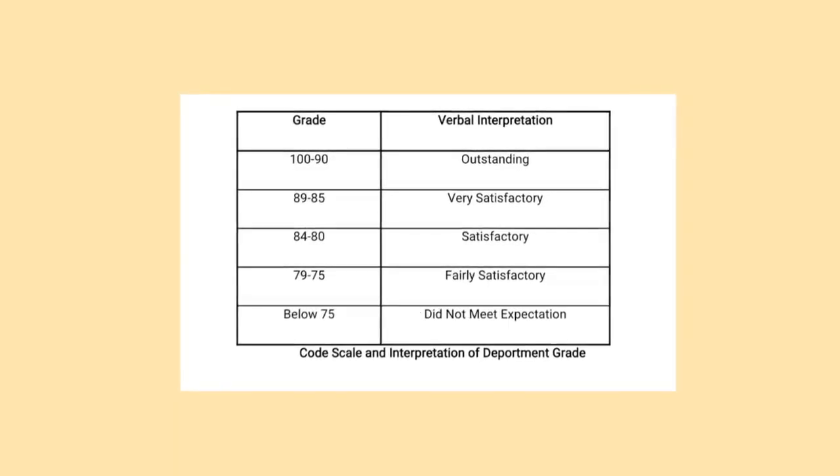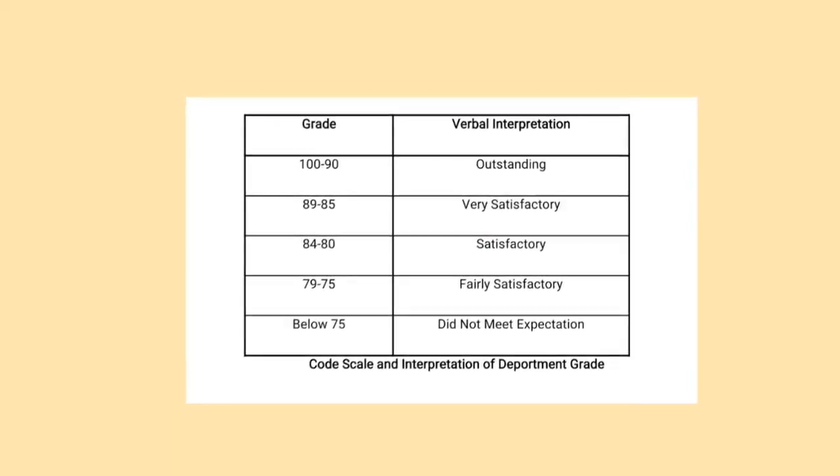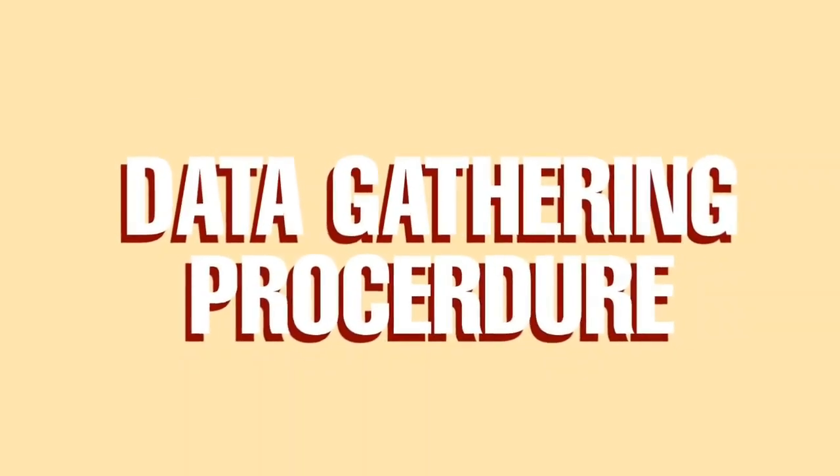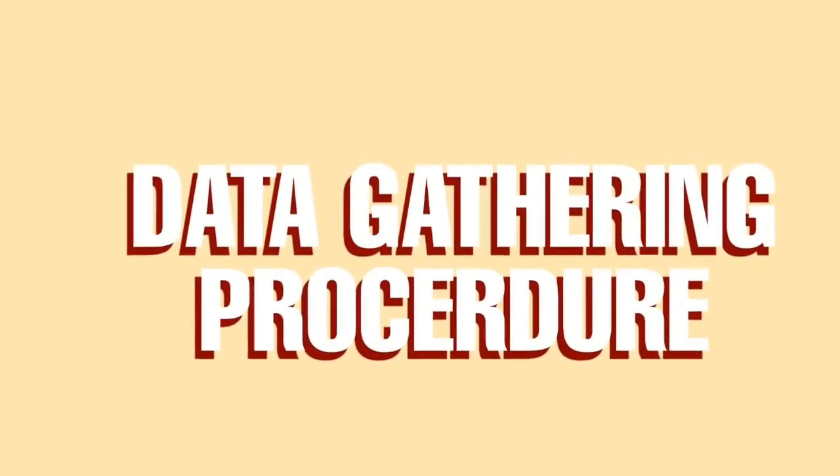For behavior, the researchers used the deportment grade because it represents how the respondents behave in school. The code scale and interpretation of deportment grade was used to interpret the deportment grade. Honors were distributed to the sections of St. Timothy, St. Barnabas, St. Titus, and St. Stephen. The researchers stayed during the whole answering process to ensure that the respondents were answering the questionnaire appropriately.